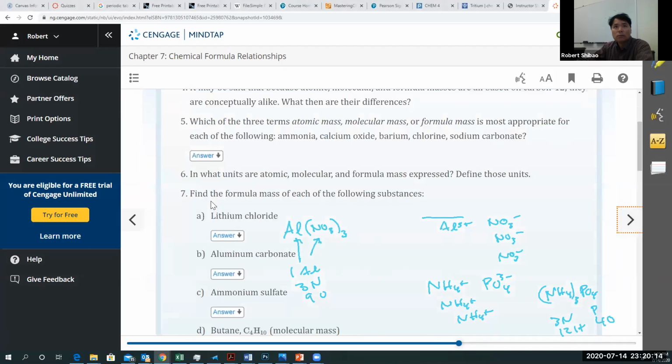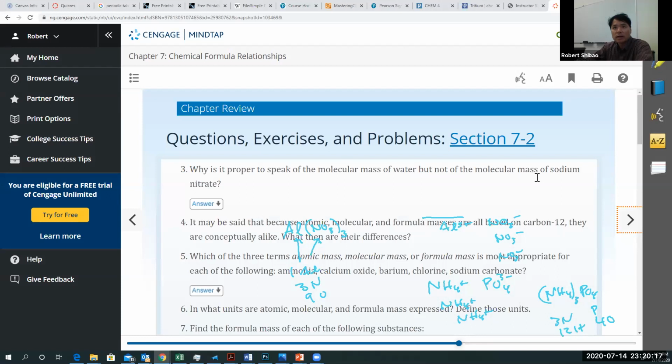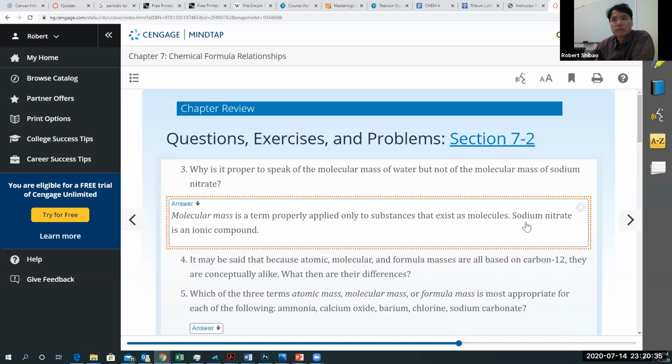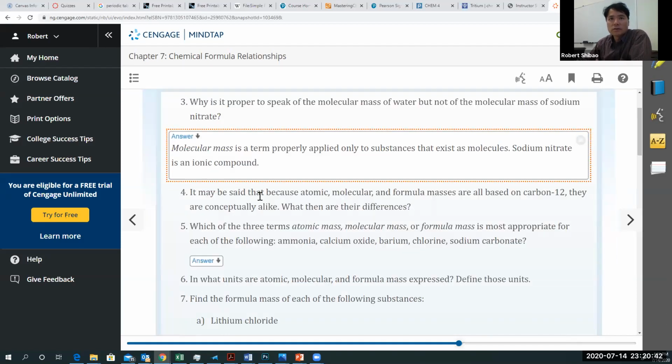Why is it proper to speak of the molecular mass of water, but not the molecular mass of sodium nitrate? The reason is because water forms molecules and sodium nitrate forms lattices. And lattices aren't made up of individual molecules. Sodium nitrate is an ionic compound which forms lattices, not molecules. Molecules can also form lattices, but they're lattices of molecules, like ice. And it's a little bit different though.